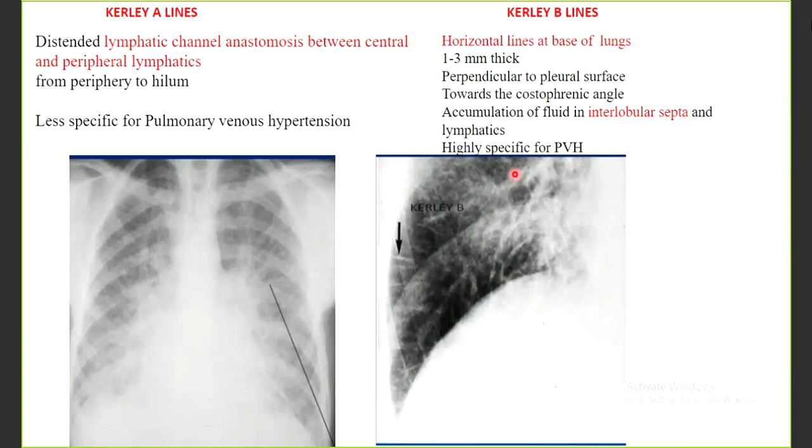Now, coming to Kerley lines, Kerley B lines are actually seen at the base of the lungs. They are more or less 1 to 2 millimeter thick, and they always run perpendicular to the pleural surface, from this edge and towards the costophrenic angle. It is basically due to fluid accumulation in the interlobular area.